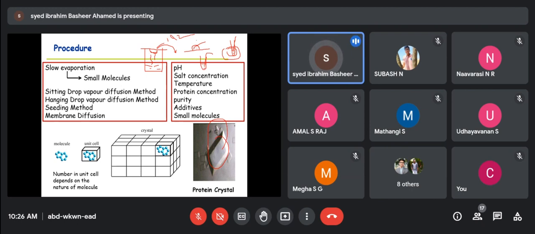Then after that, if you put it into the crystallization drop, the protein drop, the number of particles will be very small, so the nucleation will be limited. You will get a bigger crystal. Okay, so this is the basic idea behind the seeding method.